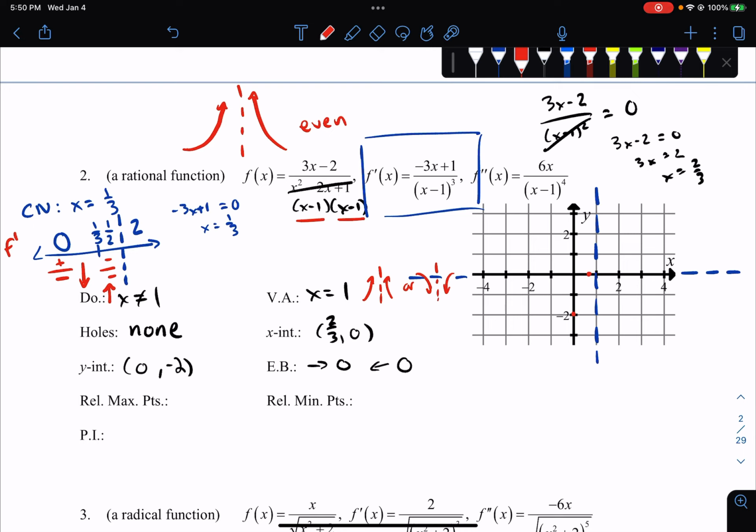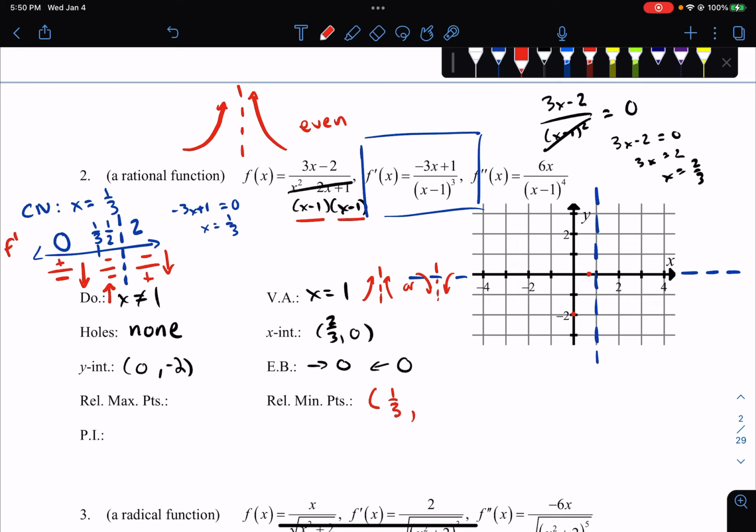And then when I plug in a 2, 2 minus 1 is a positive, cubed is a positive. 2 on the top is negative 6 plus 1, which gives me a negative. So again, after the asymptote I'm decreasing. So my function does change direction. I'm going down until I get to 1/3. And then at 1/3, I start going up, which means I have a relative minimum at that 1/3 value.